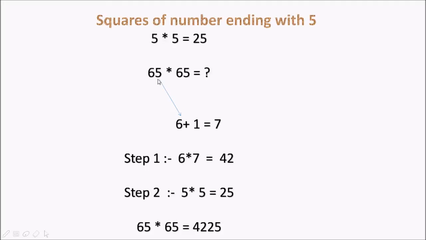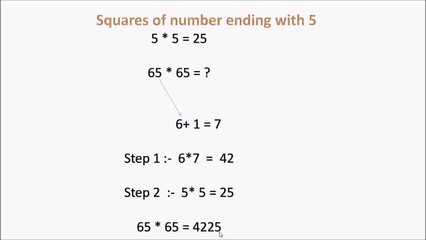So I'm going to show you a trick here. It's like 65 into 65. You need to know what the next number after the 6 is. It's 6 plus 1 equal to 7. Step 1 is 6 into 7 equal to 42, and step 2 is 5 into 5, 25. We already know that 5 into 5 equal to 25. When we join both, it comes as 4225.